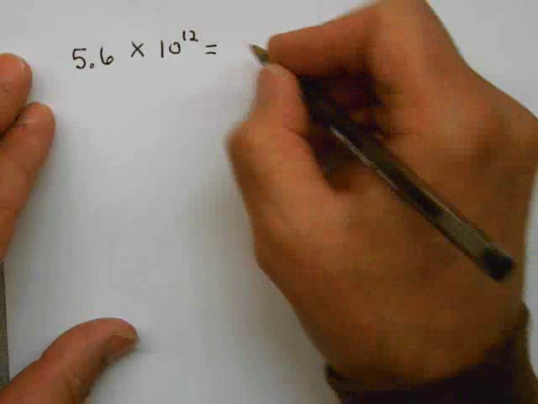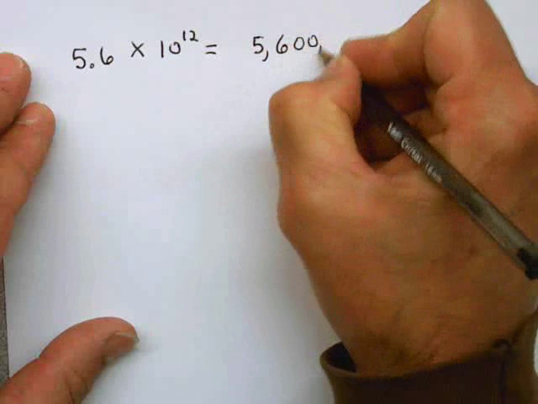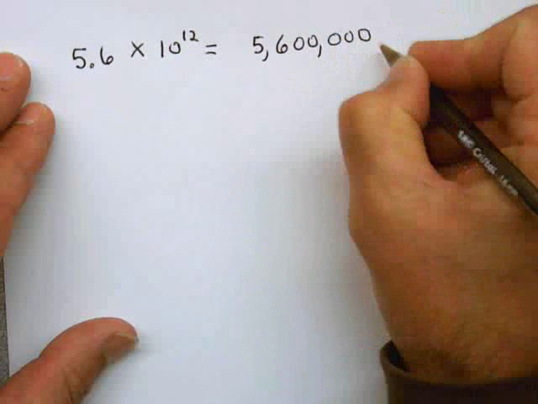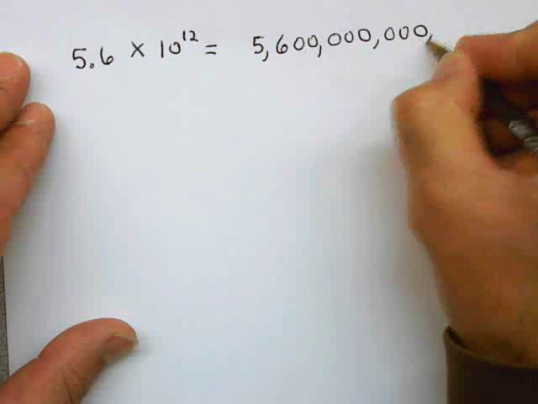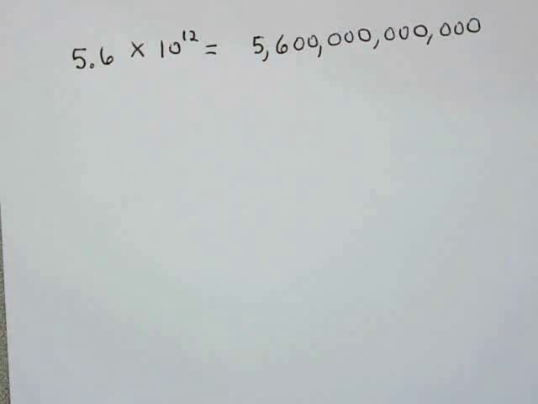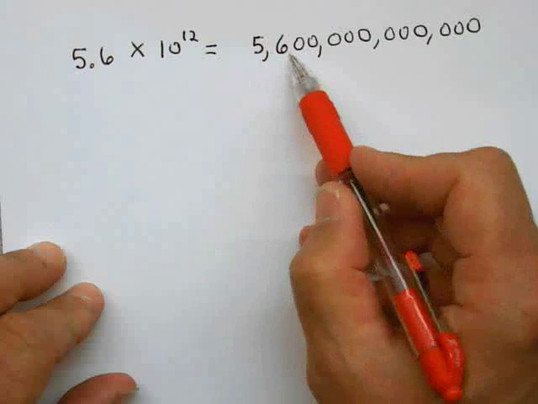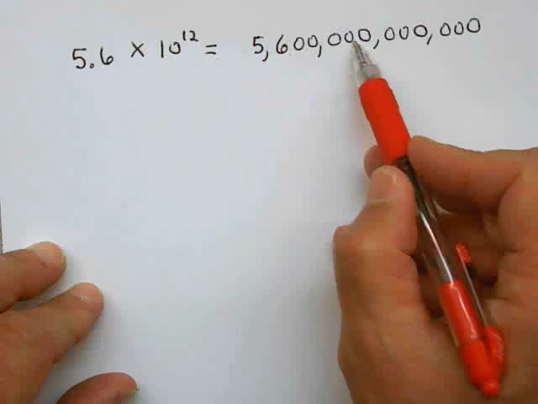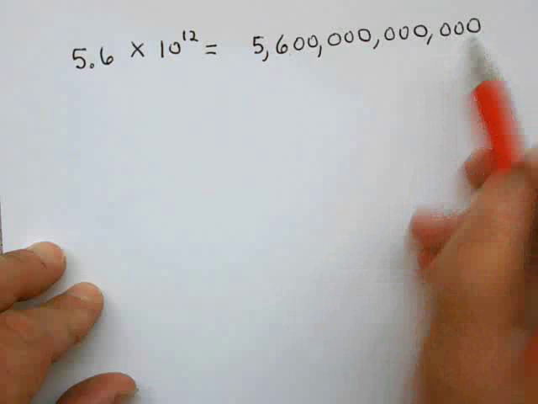So let's do that. That would be 5, and now I'm just going to start adding some zeros here. 1, 2, 3, 1, 2, 3, and I believe I need one more set. 1, 2, 3. And hopefully I've moved it 12 places. Let's see. Starting here, this is where my decimal point was. 1, 2, 3, 4, 5, 6, 7, 8, 9, 10, 11, 12.